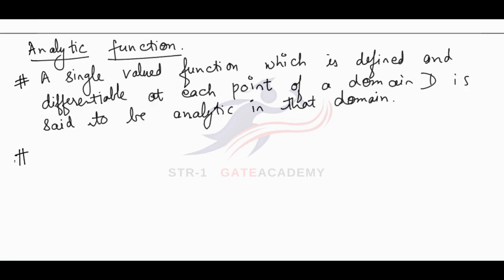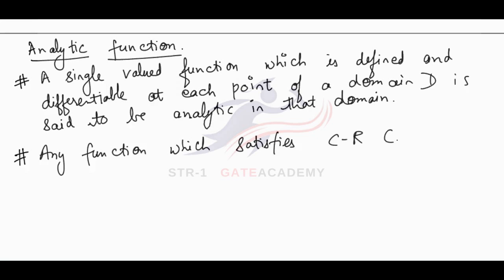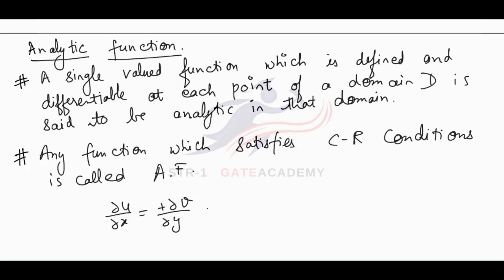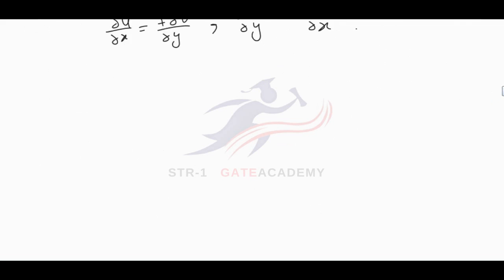Or in other words, you can say any function which satisfies CR conditions is called an analytic function. CR conditions were del u by del x should be equal to del v by del y, and del u by del y should be equal to minus del v by del x. These are your CR conditions. Clear?